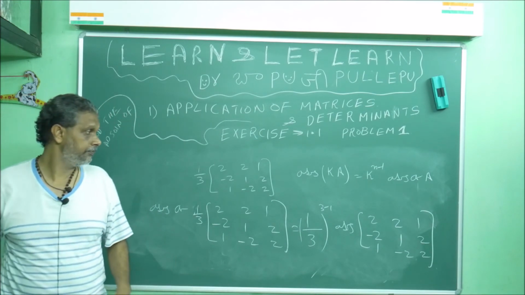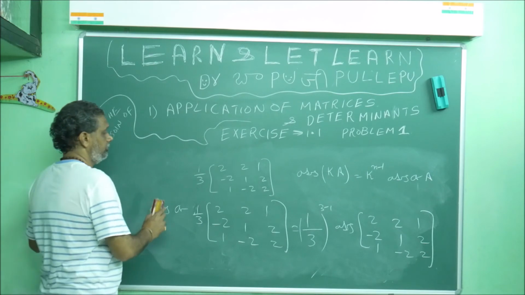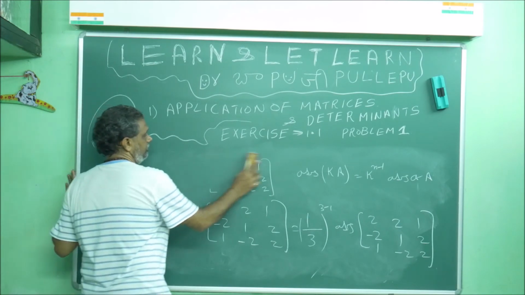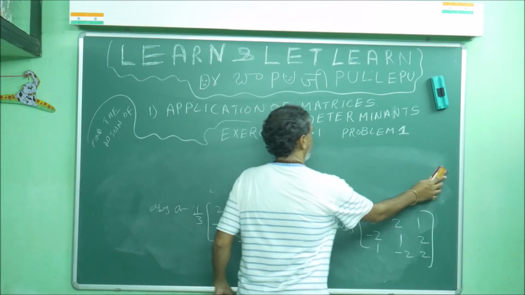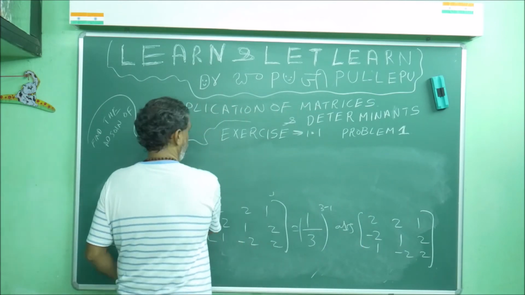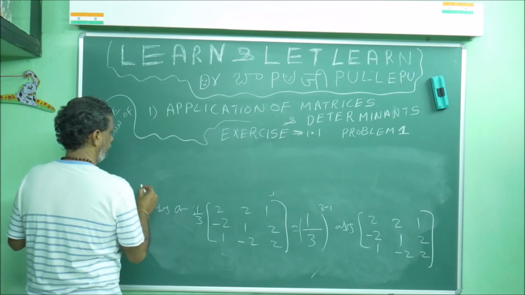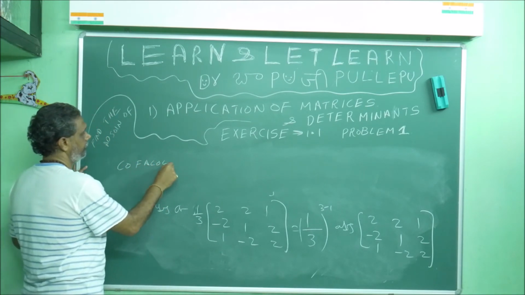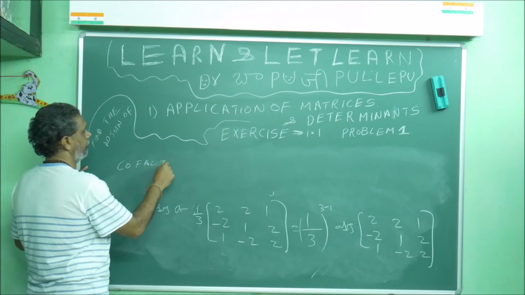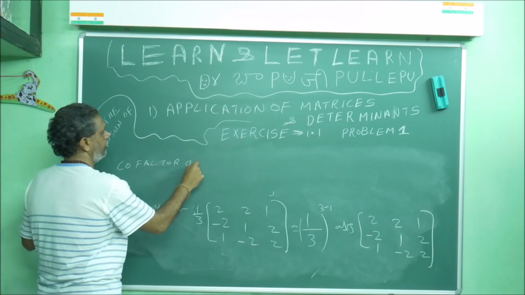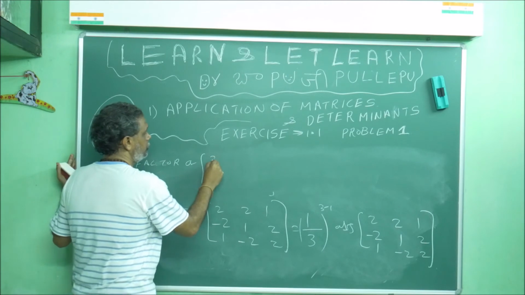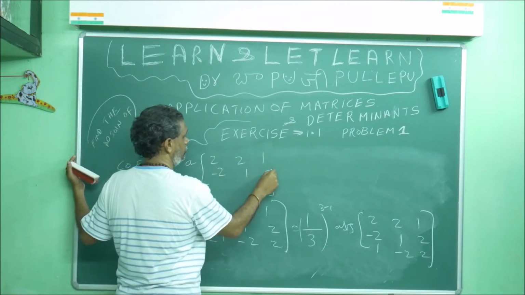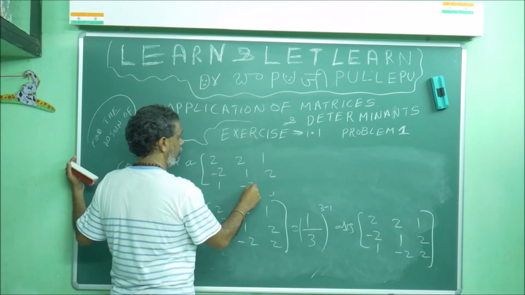So first I will go. Getting or not? Am I confusing? So I will first find cofactors. How I will find cofactor of which fellow I want? 2 2 1 minus 2 1 2 1 minus 2 2.